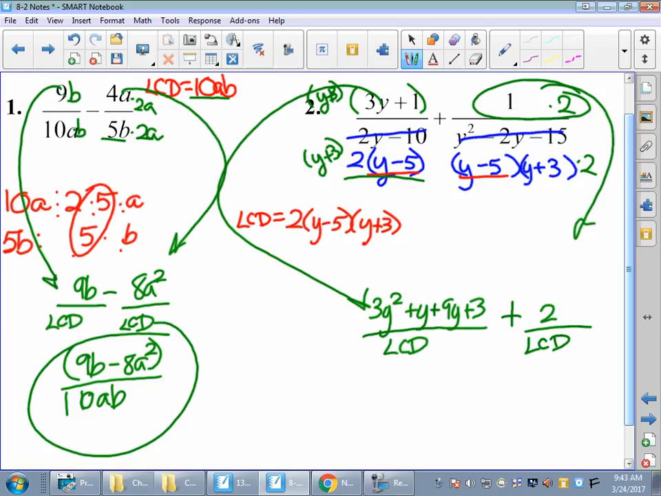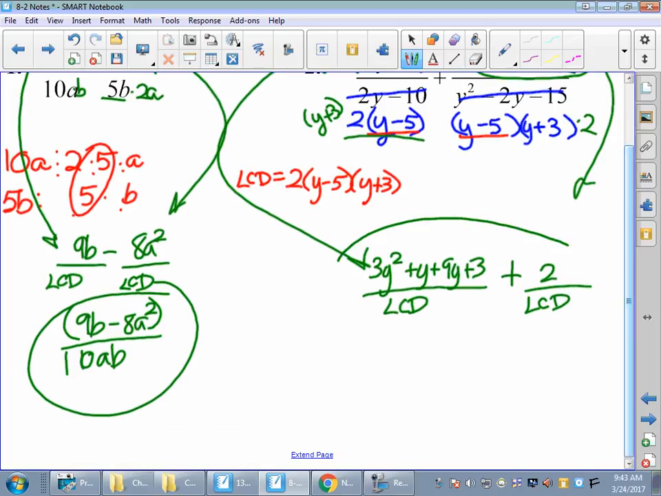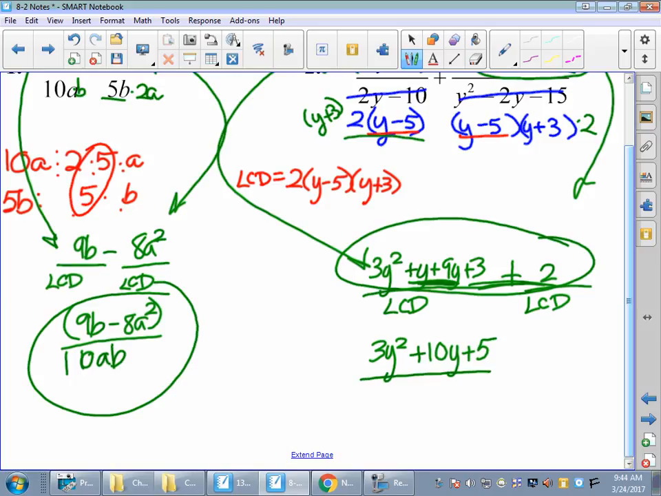So now my next step is just to combine those. So I'm adding these two fractions together. I'm going to combine like terms. I'm going to put those y's together, and I'm also going to put this 3 and 2 together. So I end up with 3y squared plus 10y plus 5, and I'm done. So now that I can see that I'm finished, I'm just going to write down 2y minus 5 and y plus 3. Now technically we should look to see if this top could factor. It doesn't, so we're good.